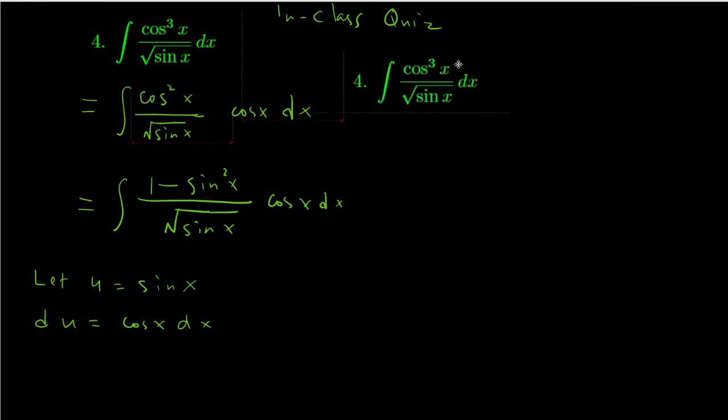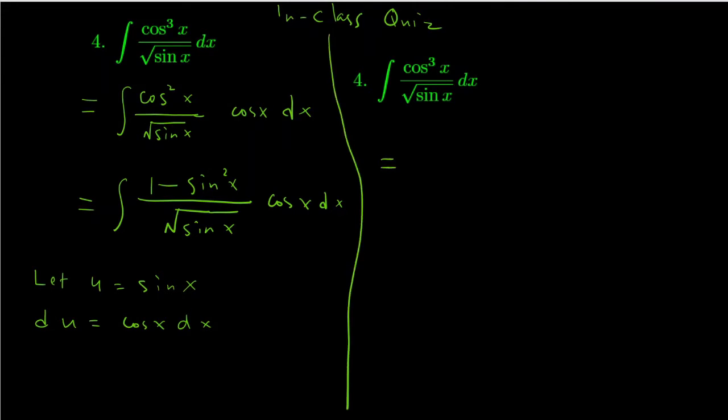Now for the given integral, you look at here. This integral is essentially the same thing as that. Wherever you see sine of x, you replace sine of x with u. On the numerator you have 1 minus u squared. On the denominator you have square root of u, right? And then cos of x together with dx is du, right?